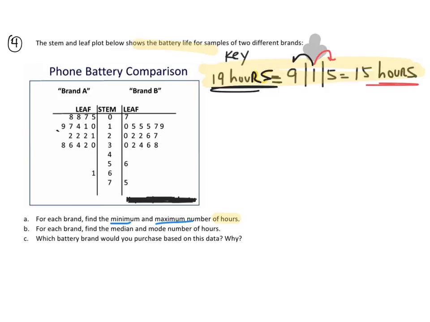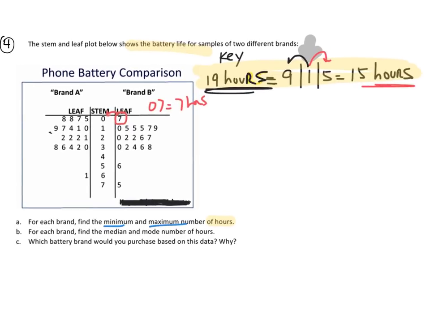To the right, brand B, it looks like this leaf of 7 with the stem of 0 corresponds to 07, or just 7 hours, so that's the minimum. And then the maximum would be this 5 with a stem of 7, or 75 hours. So using this side-by-side stem and leaf diagram, you're able to see the minimums and the maximums rather easily.